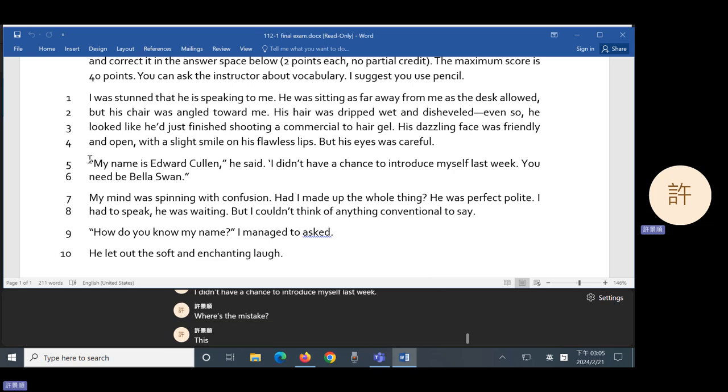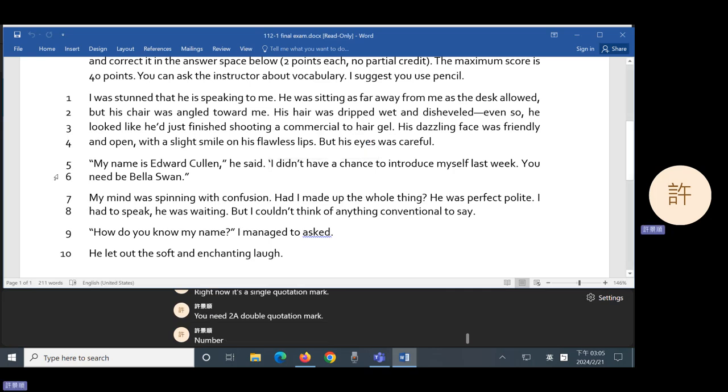This one is pure observation. If you see it, you know. If you didn't see it, you're screwed. Here. This should be a double quotation mark. Right now, it's a single quotation mark. You need two, a double quotation mark.